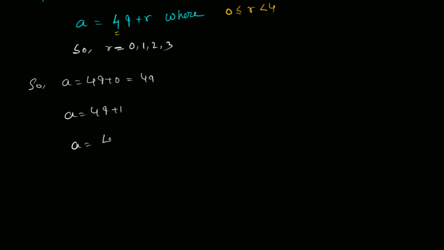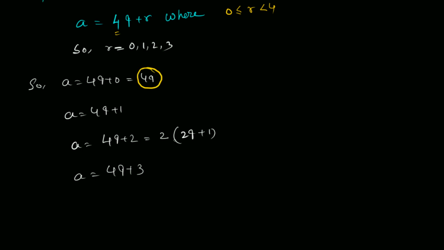A can be 4q plus 1. A can be 4q plus 2. We can take out 2, it will be 2 into 2q plus 1. And a can be 4q plus 3. These are the possible values of a.